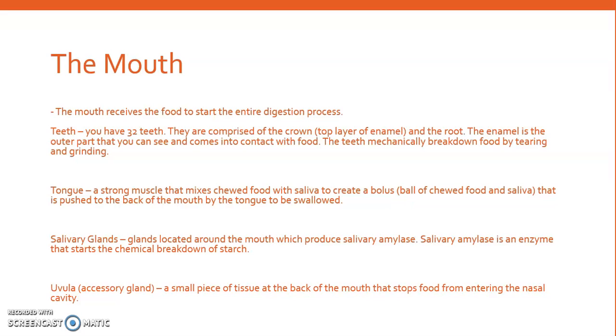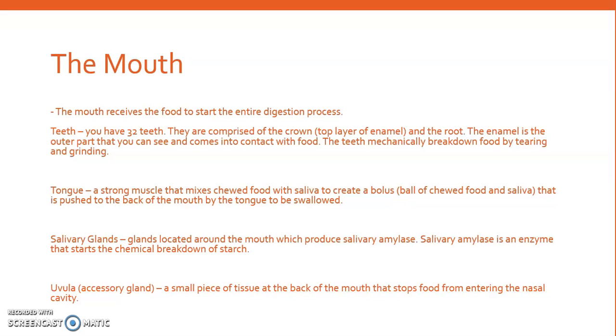You have 32 teeth. They are comprised of the crown, which is the top layer of enamel. That's the part that you can kind of see, the white part of your teeth, and then the root. So it's the enamel that is coming into contact with food. The teeth are big in mechanical breakdown of food. They tear and grind food so it's into manageable pieces so that you can swallow it.